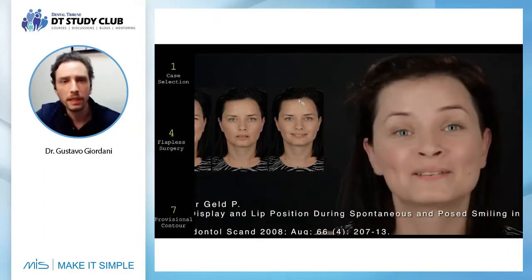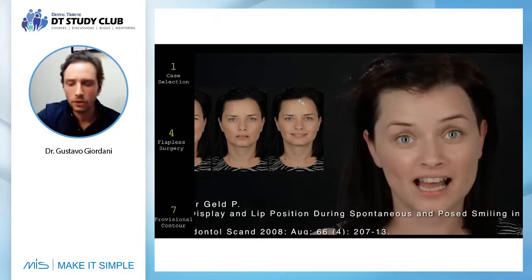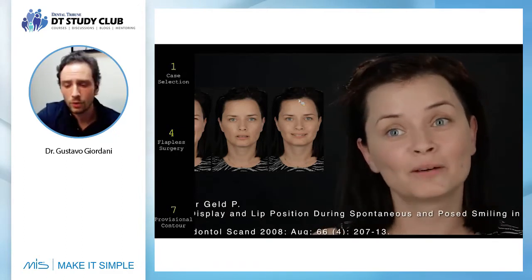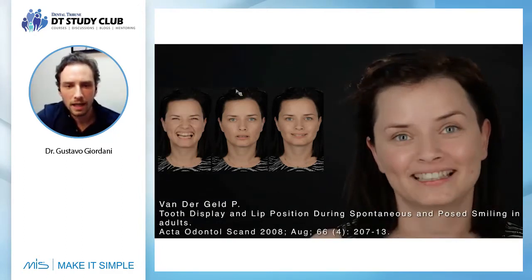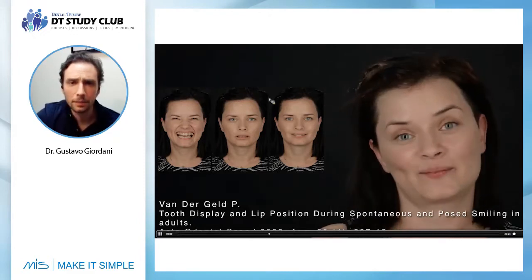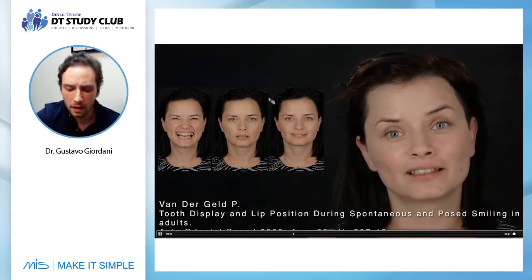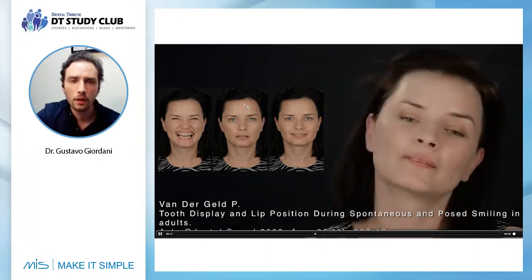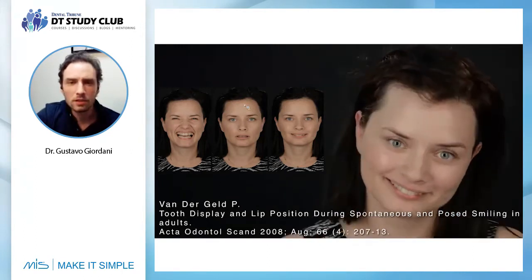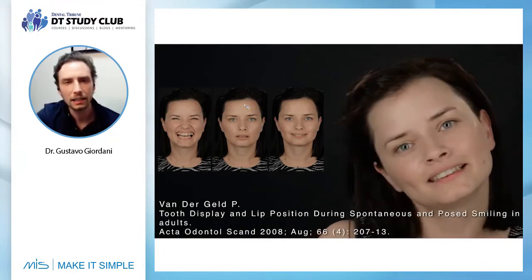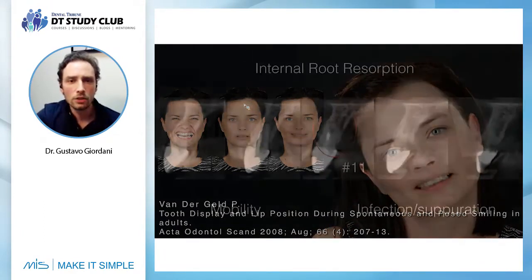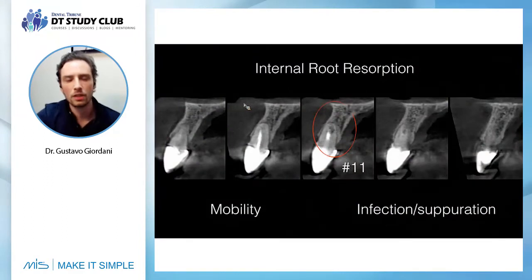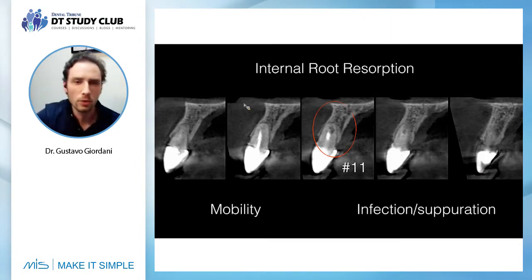We took the pictures of the face. We did the videos so we could discuss with the team. Everything was okay for our rehabilitation. But when we started to check Monica's case clinically, we saw many problems in one single central. We saw mobility of tooth number 11. We saw infection, we saw suppuration with mobility, so the tooth was not okay.